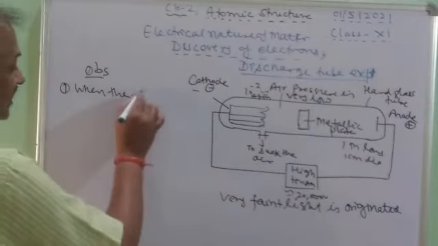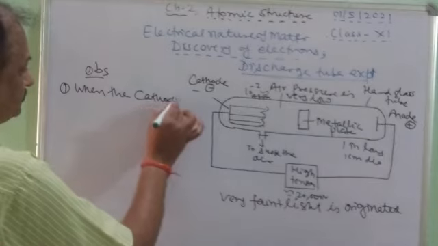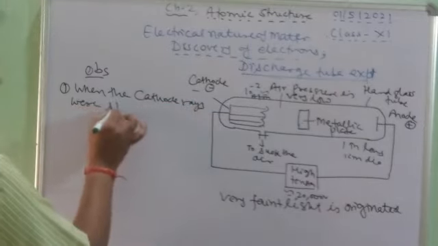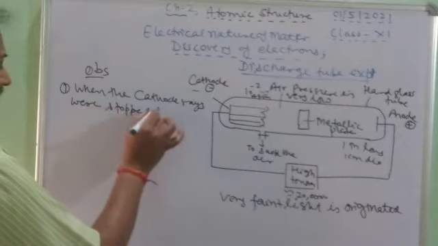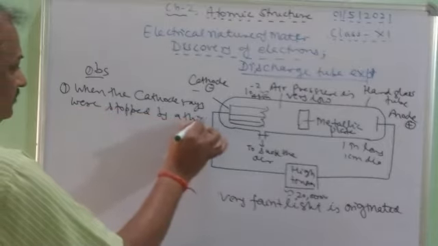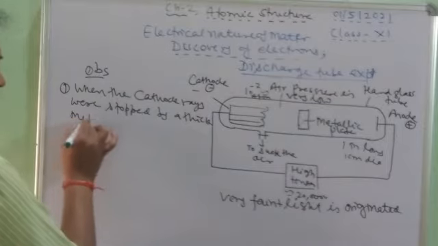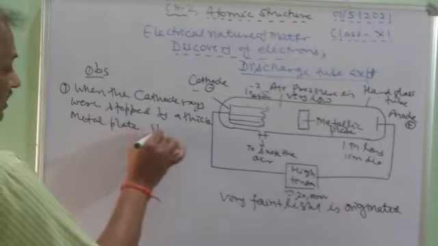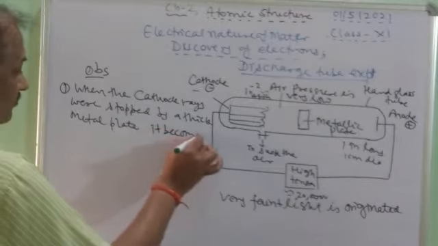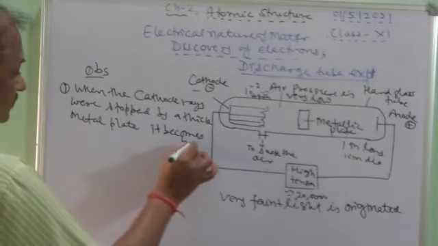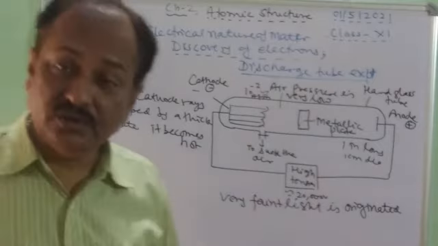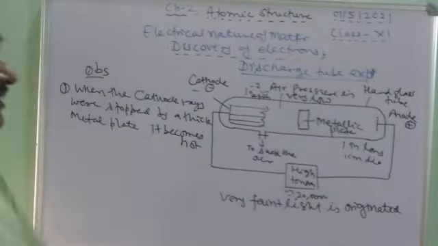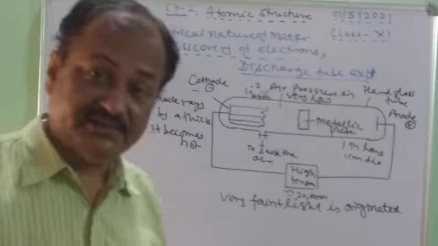So when the cathode rays were stopped by a thick metal plate, the metal plate becomes hot. This indicates that the rays have a heating effect.